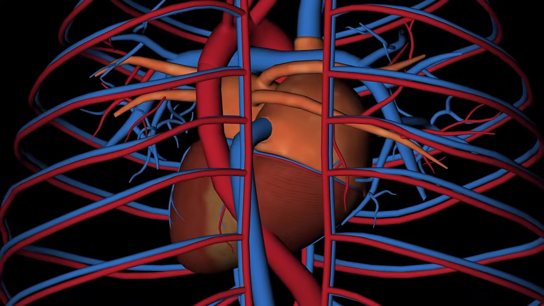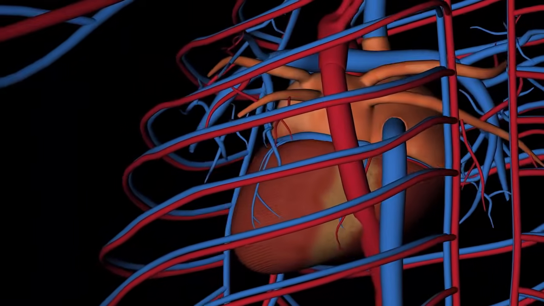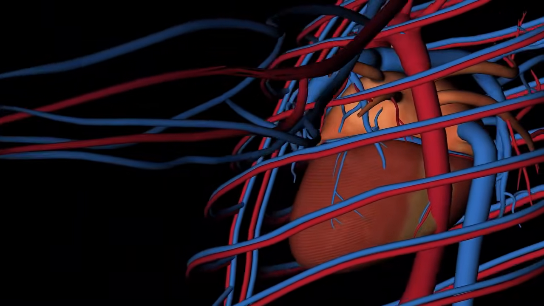The right ventricle is the lower chamber on the right side of the heart. It pumps the oxygen-depleted blood to the lungs through the pulmonary artery to be oxygenated.